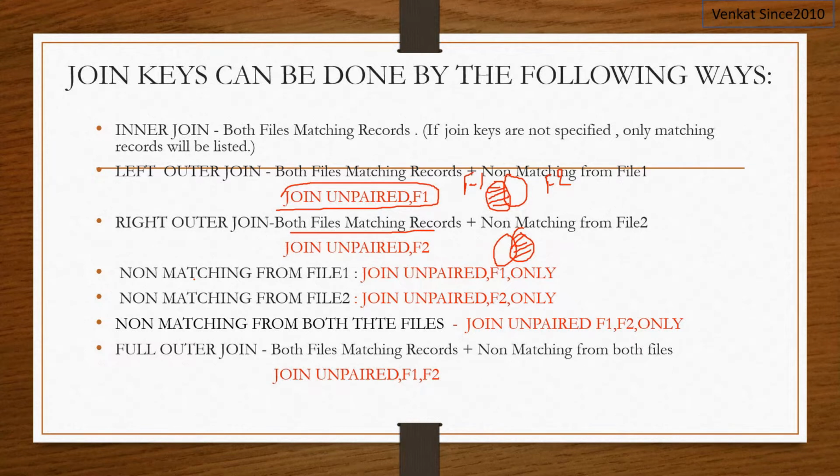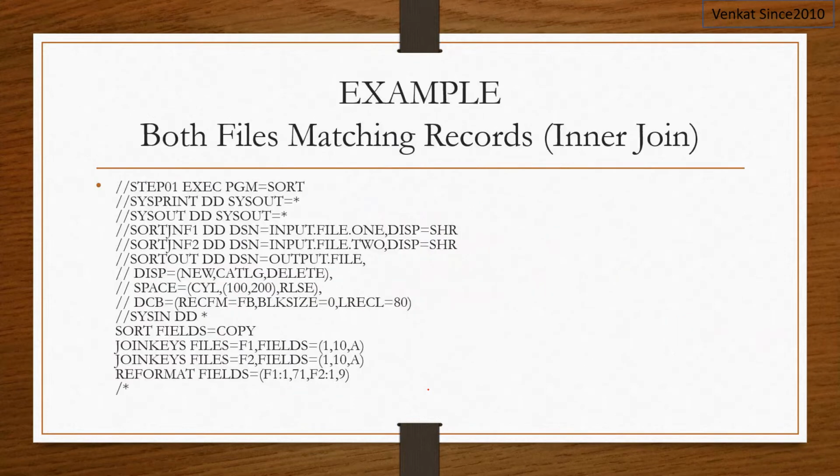So if you want to copy non-matching records from file 1, we will do it like this. Non-matching records from file 2, we will do it like this. Non-matching records from both the files: join unpaired F1 comma F2 only. This is not a left outer join here, only non-matching records. So full outer join is join unpaired F1 comma F2.